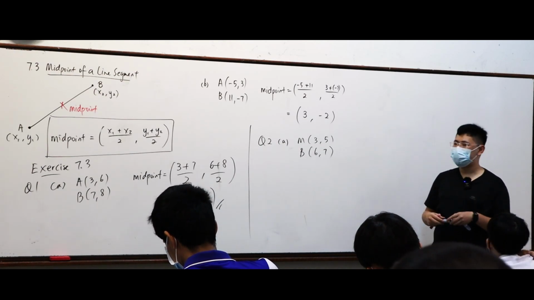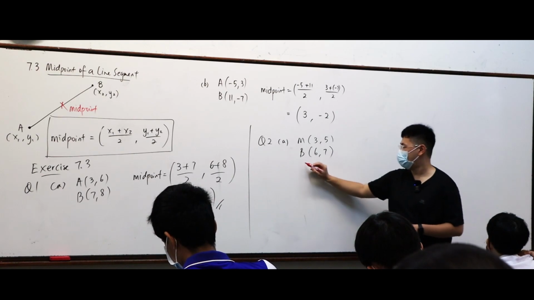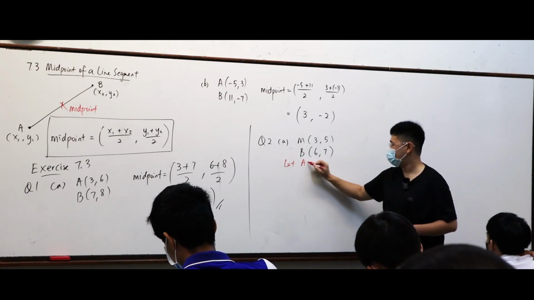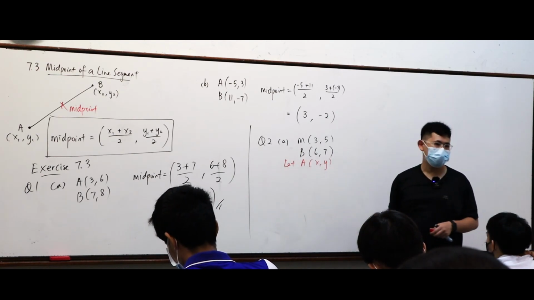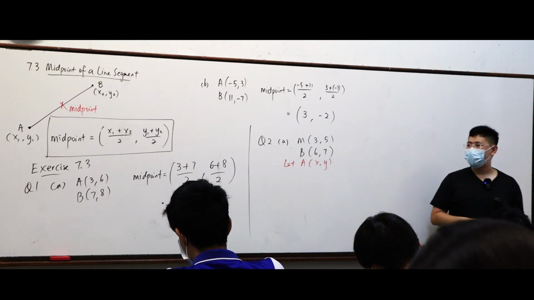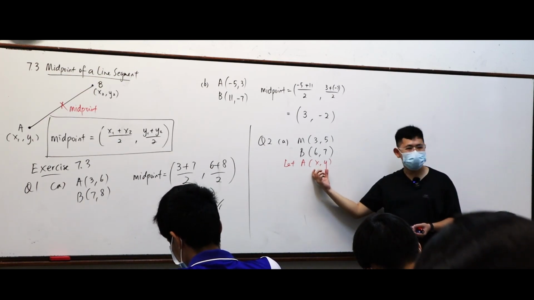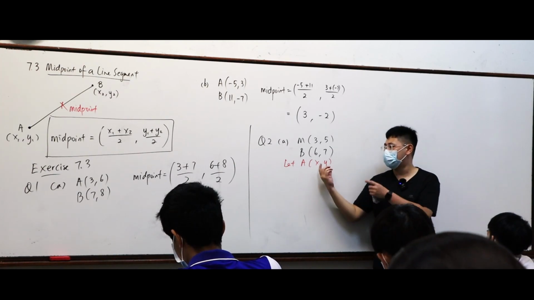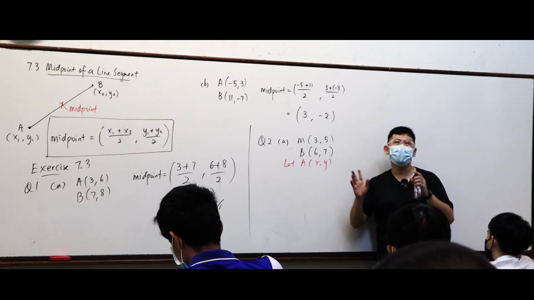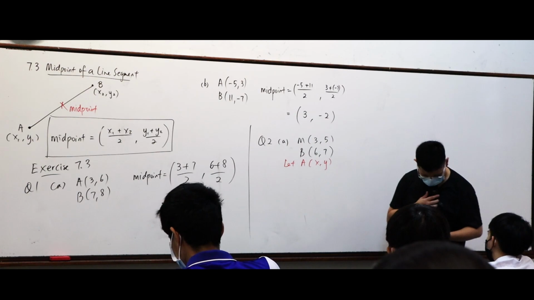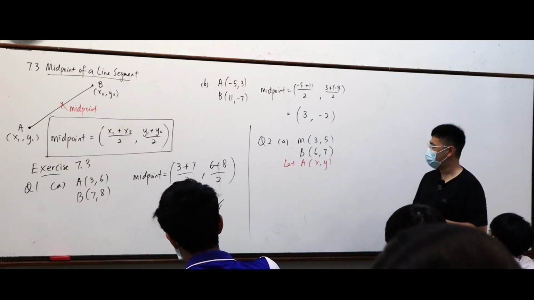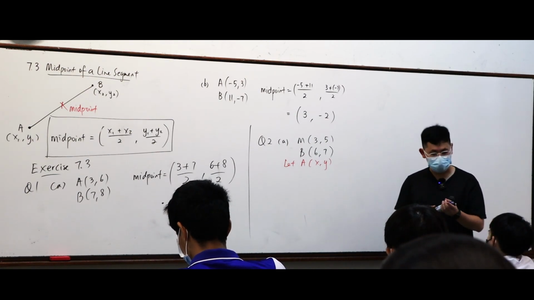Let's say if you don't have anything, we can let the point A take the coordinates X and Y first. But if you want to play safe, you can put A, B, C, D, E, F, up to you, if you want to avoid the generic X and Y. Okay, so how do we build our equation?